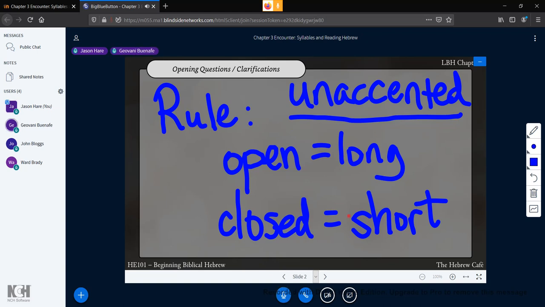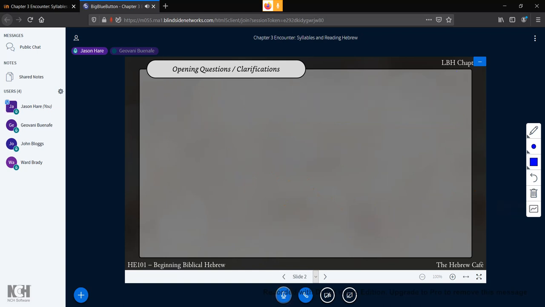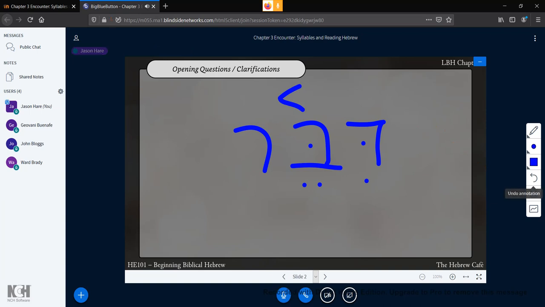Does this make sense so far? Open, long, closed, short. Yes. We need to associate those concepts together. So if a syllable is, like we said, dibel, we have here an accented syllable. It's the last one. All words in Hebrew are accented on the last syllable unless we mark them otherwise. Like if we put the accent here, we would say this is Dibir. We don't really like that. It's a dibir. The accent is on the last syllable.